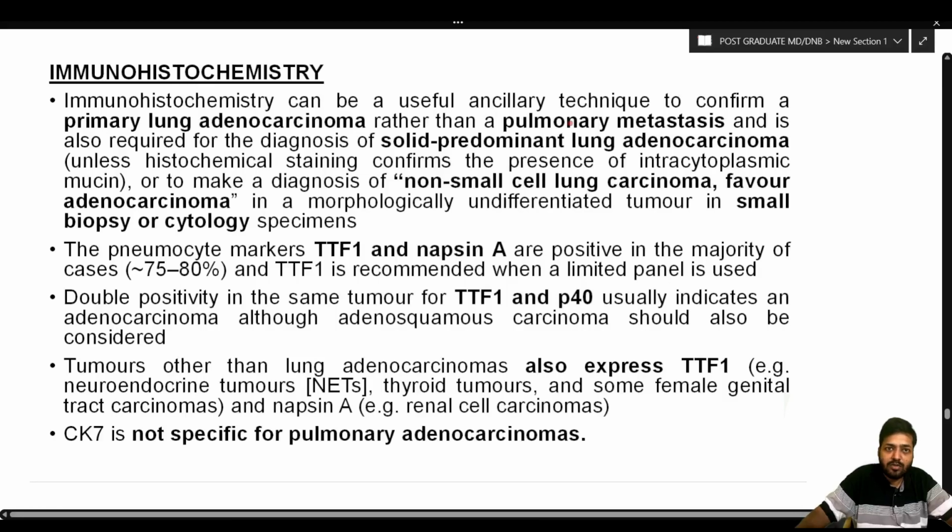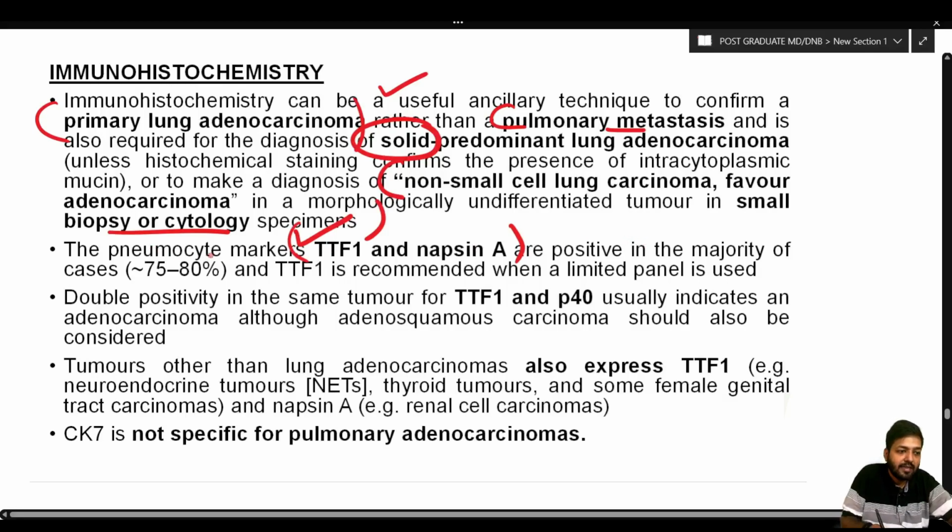Now coming to the immunohistochemistry, IHC can be a useful ancillary technique to confirm primary lung adenocarcinoma rather than pulmonary metastasis, and is also required for diagnosis of solid predominant lung adenocarcinoma, or to make a diagnosis of non-small cell lung carcinoma, favor adenocarcinoma in a biopsy or cytology specimen. So in that case we have to carry out IHC. The pneumocyte markers TTF1 and napsin are positive in the majority of cases, 75 to 80%, and TTF1 is recommended when a limited panel is used.